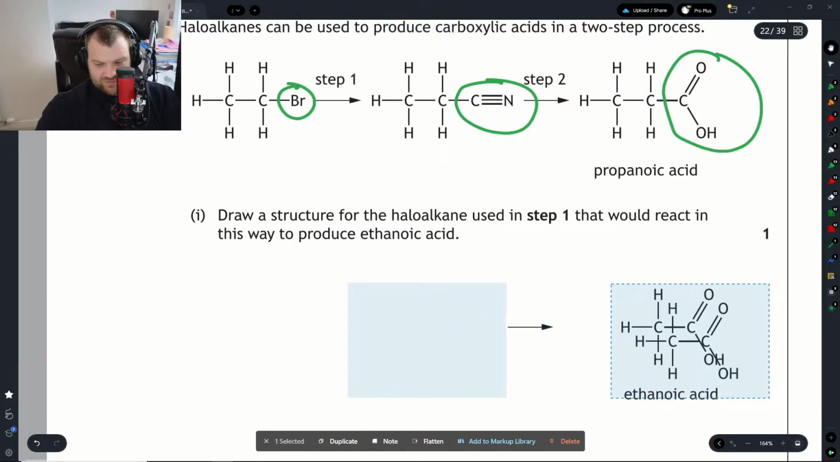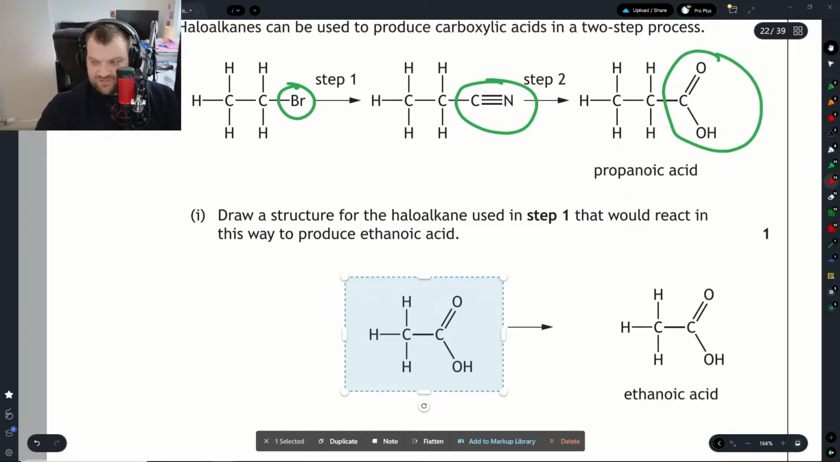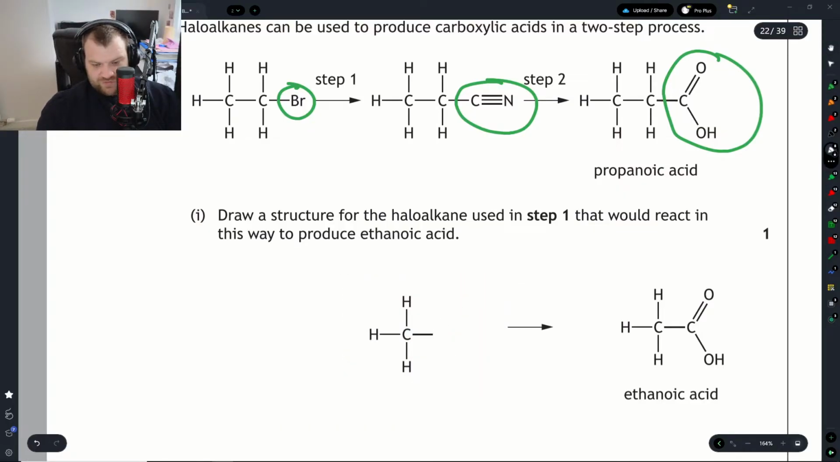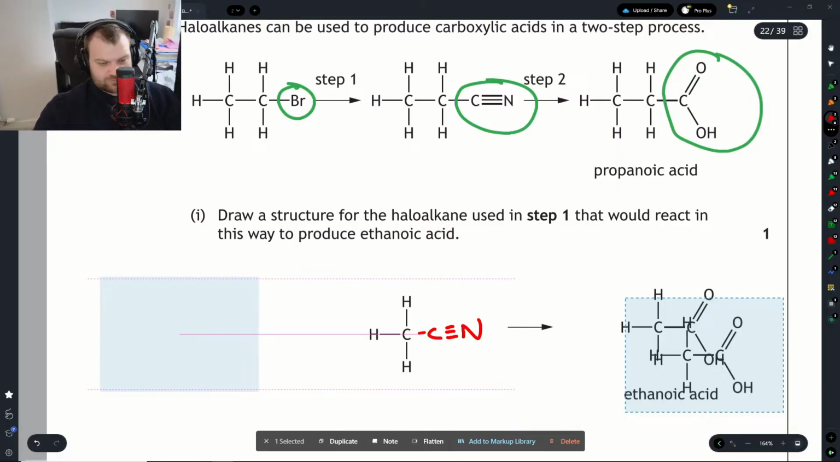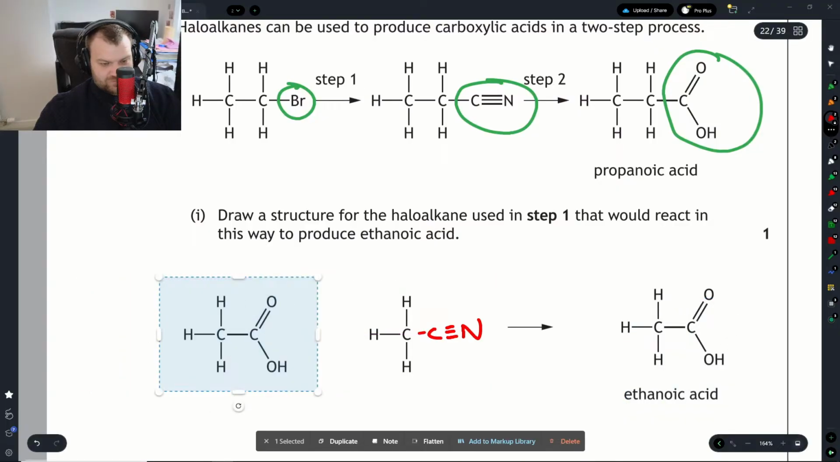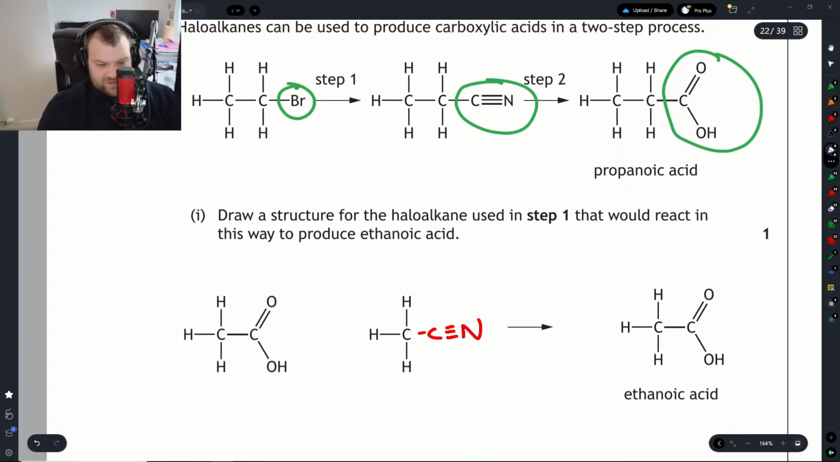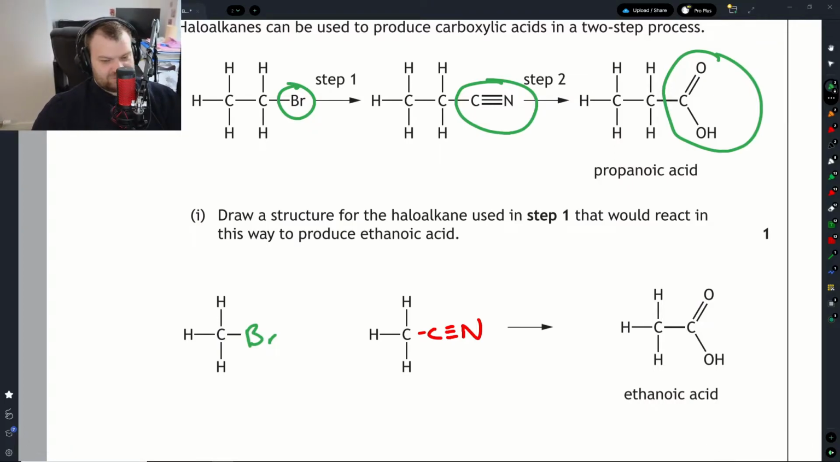First thing we need to do is get rid of C double bond OH. And then that is instead now going to be a C triple bond and then an N. If we then go one step further back again, this time on the end we have just bromine. And that would be our correct answer there.